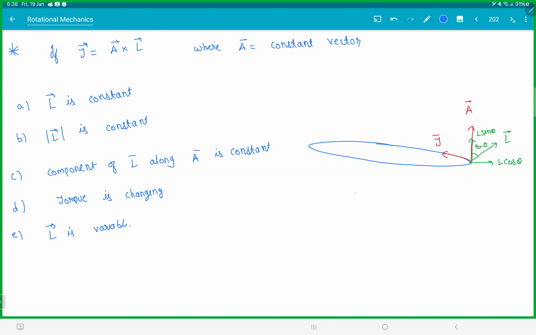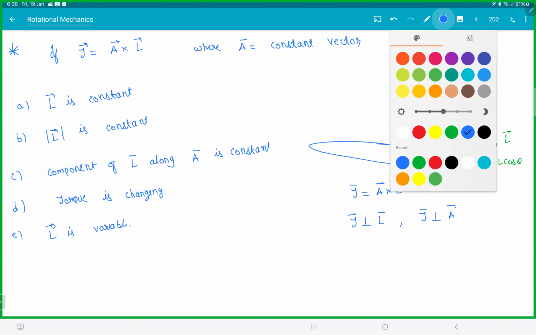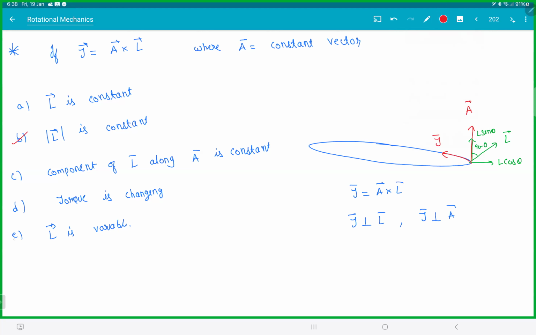And observe here, if you do cross product, if you say torque is equal to A bar cross L bar, does it mean torque is perpendicular to L bar and torque is also perpendicular to A bar? Cross product, no? If torque is perpendicular to L bar, what will happen? L bar can't be constant. Magnitude is constant. L bar is variable. Torque is changing. Component is constant. This is exactly this question here. So A bar is a vector in the mg direction. So here basically A is in the direction of mg.